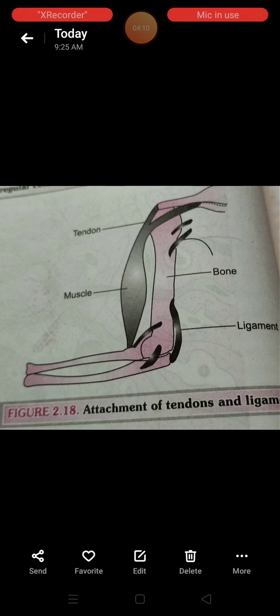Here elastic fibers mostly occur, and many collagen fibers are bound together by areolar tissue. Fibroblasts are irregularly scattered. This is all about the tendons and ligaments.